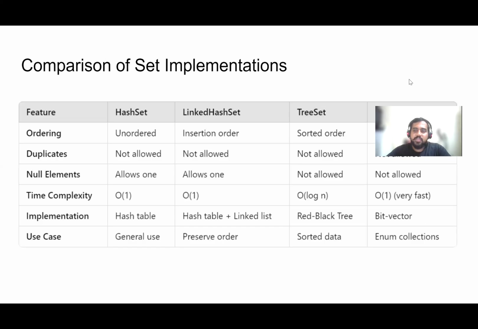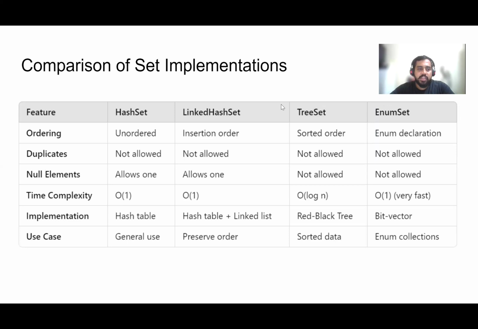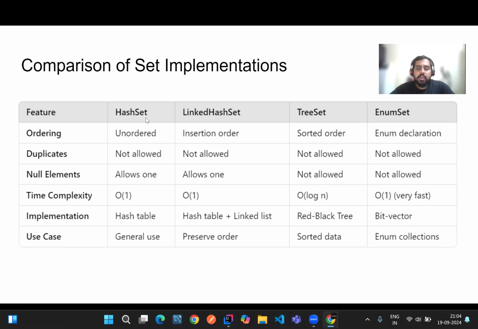So let's see the comparison of all the Set implementations once again. For ordering, HashSet is unordered, meaning insertion order is not preserved, but LinkedHashSet preserves insertion order. TreeSet is in sorted order, by default ascending; if you want otherwise, we can give it with the help of a comparator. EnumSet follows the enum declaration: whatever value is present in the enum declaration will be added. Other values we can't add. Duplicates: HashSet will not allow duplicates, LinkedHashSet also, TreeSet also, EnumSet also, because a Set won't allow duplicates. Null elements: HashSet and LinkedHashSet allow only one null element, but TreeSet and EnumSet will not allow any null elements.